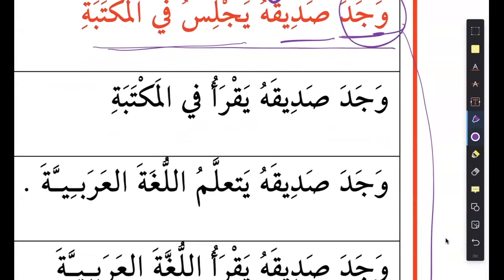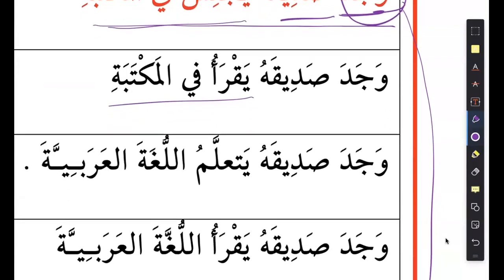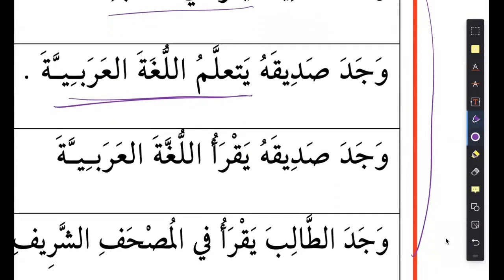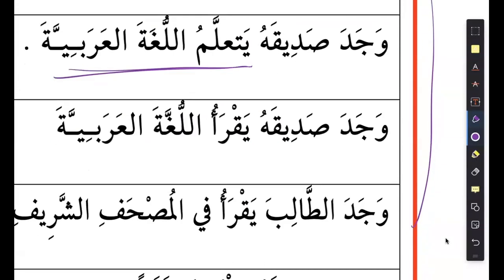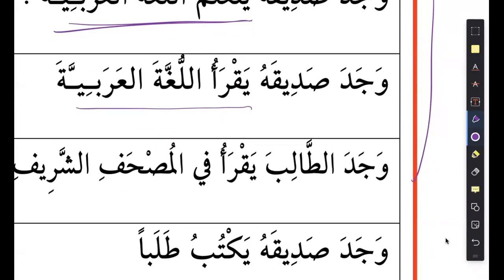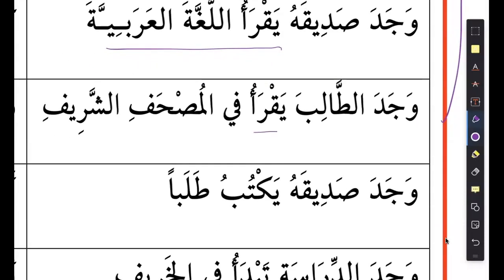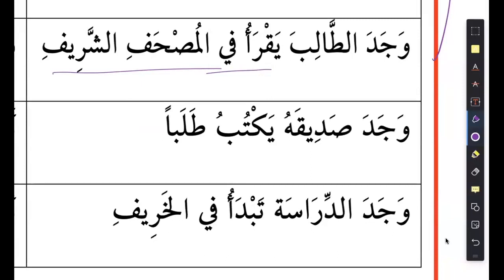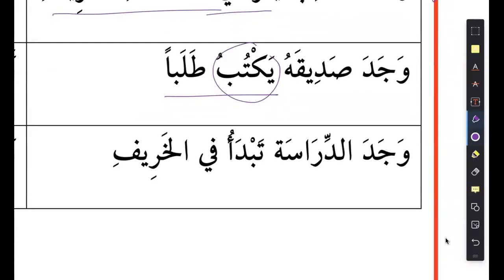And if you look at the other one, it says wajada sadiqahu yaqra'u fil maktaba. Same structure, but now he's changing the verb. He found his friend reading in the library. Yata'allamu al-lughat al-arabiyya. He found his friend studying or learning the Arabic language. Okay, reading yaqra'u fil mushafi al-sharif. He's reading the mushaf, like the Quran. And then wajada sadiqahu yaktubu talaban. He found him writing a request.